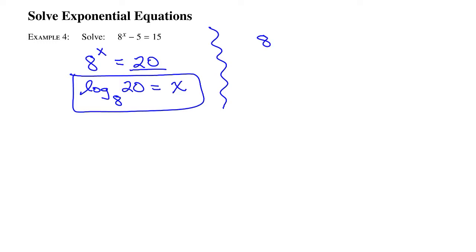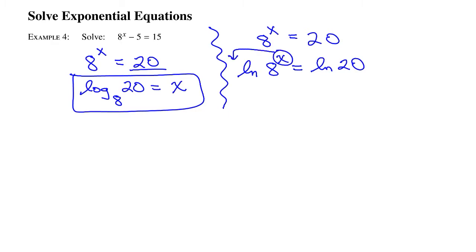You can take 8 to the x and move the 5 over and get 20. Then you can take the log on both sides, and you can actually do it in any base that you want. So one common base that we use very often is natural log. So I'm going to take the natural log on both sides. We get the natural log of 8 to the x is equal to the natural log of 20. Then, using my log rules, the x as an exponent can come down in front. And we get x times the natural log of 8 is equal to the natural log of 20.